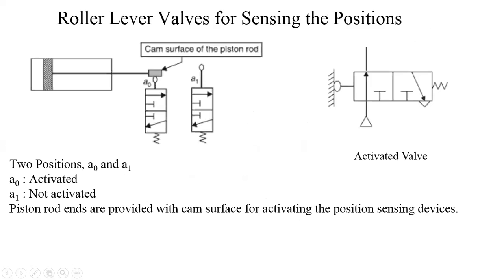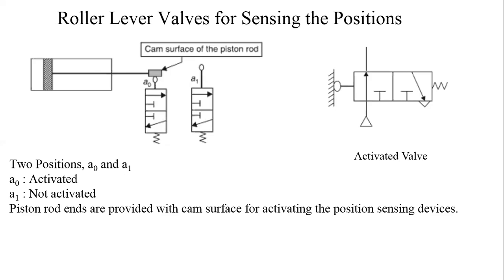Roller lever valves are sensing the positions of the piston rod. Now what are those positions? Two examples of the positions can be given as start of extension, end of extension. Right? Start of the extension, end of extension. One should sense the position of the piston rod when it ends the extension stroke of the cylinder.